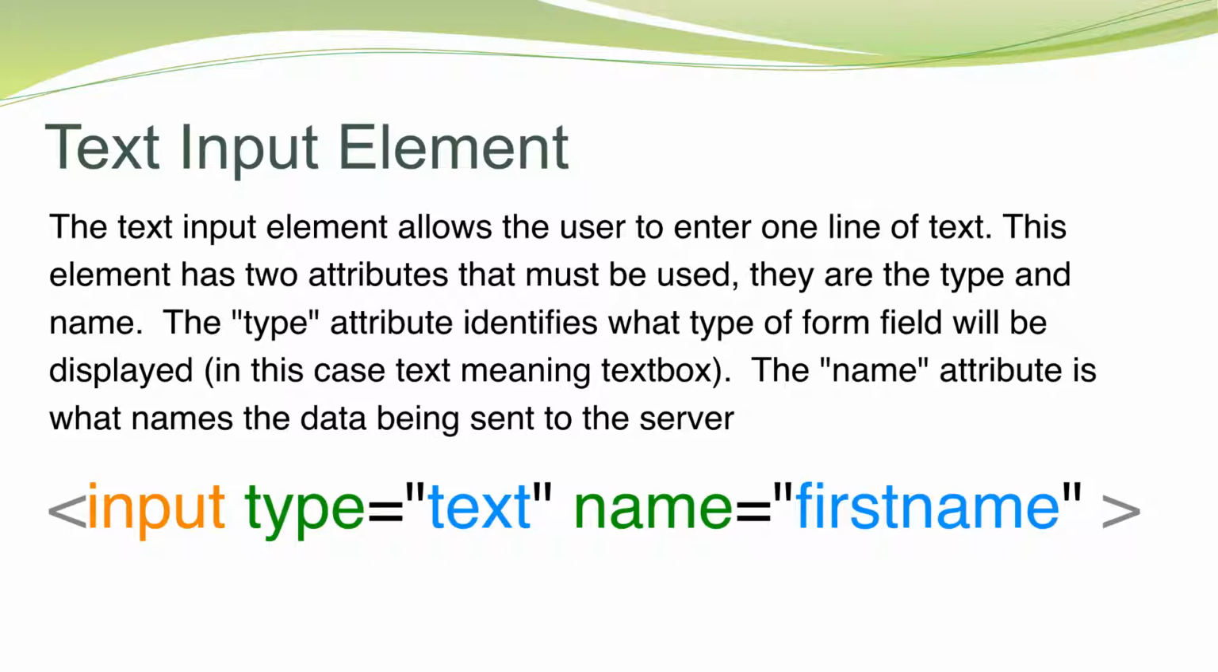This element is actually an input element with the required type attribute. The type attribute will have the value of text to display a text box. The name attribute is what names the type of data being sent to the server. In this example, the name attribute contains the value first name. There should be no spaces in the name value. This means that whatever data the user enters in that box will be identified as a user's first name.